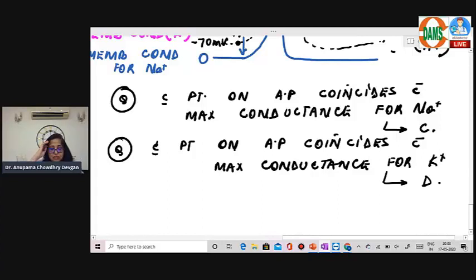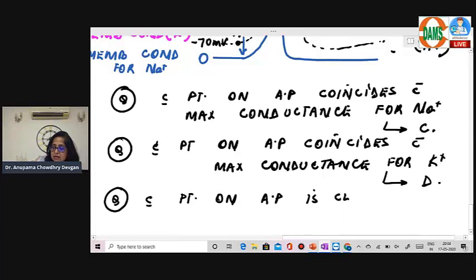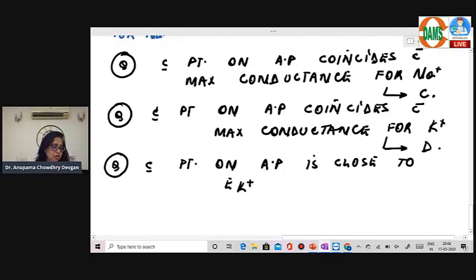The point on the action potential which coincides with maximum conductance for sodium is point C. The point on the action potential which coincides with maximum conductance for potassium will be point D. Next question. Which point on the action potential is close to the equilibrium potential for potassium? Which point on the action potential is close to the equilibrium potential of potassium?